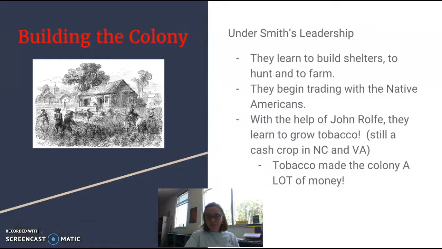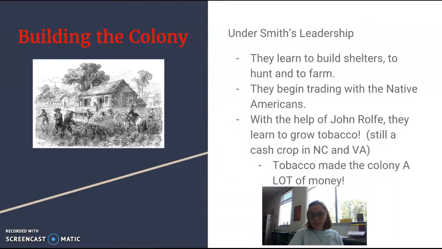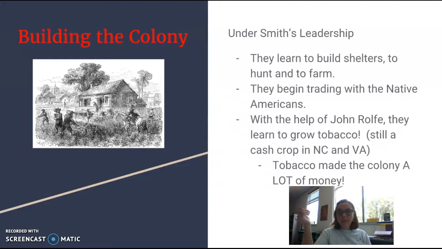Under John Smith's leadership, a lot of things happened. The most important thing that happened was that they learned to build shelters and to hunt and to farm. They needed to know how to hunt and farm, right? They began trading with the Native Americans. They became friendly with the Native Americans who were there. It was also important because the Native Americans knew how to live in the New World, right?